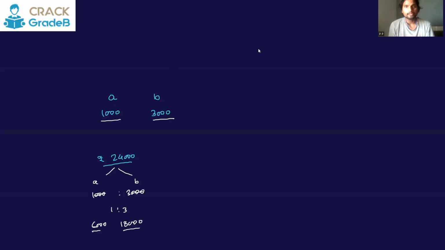This is how the partners divide the profit between themselves: investment of the first person is to investment of the second person, in the ratio of their investment, when the duration is equal. If both have invested for the same amount of time, then this is the scenario. But what if the time duration is different?